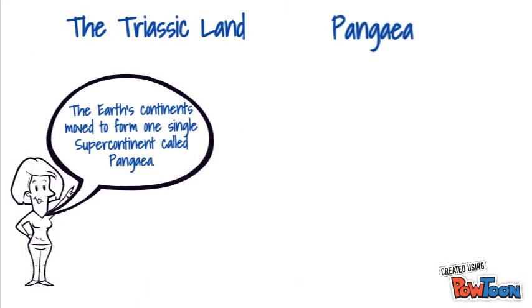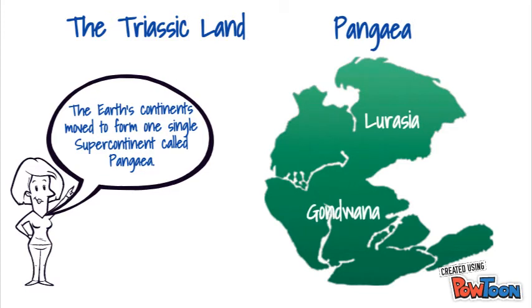The Triassic land. The Earth's continents moved to form one single supercontinent called Pangaea. Pangaea was divided into two parts, Laurasia and Gondwanaland.